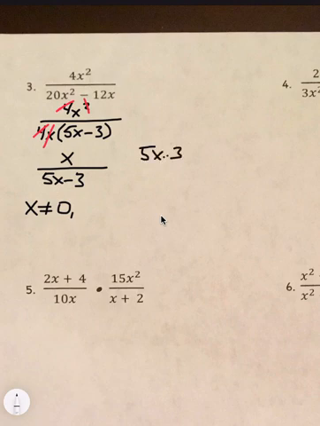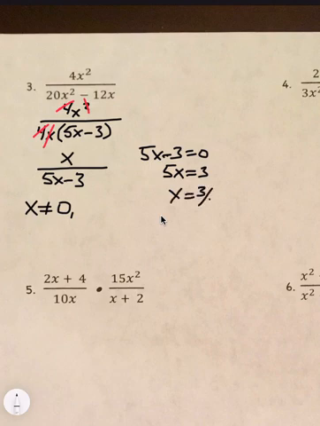let's work it out. That means we add 3, divide by 5, so x can't be 3/5. 0 or 3/5. Okay. Now I'm going to do, you know what? I'm going to do 6 and 8 rather than 5 and 7.